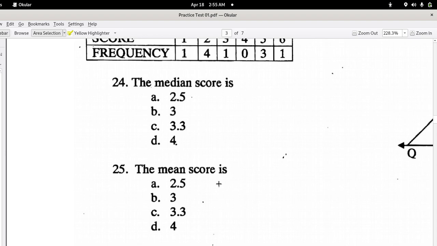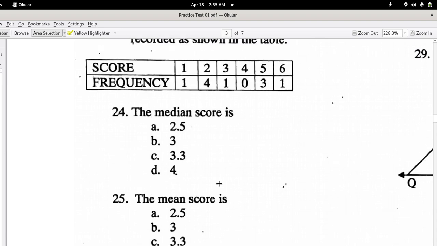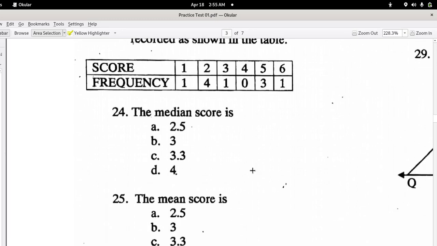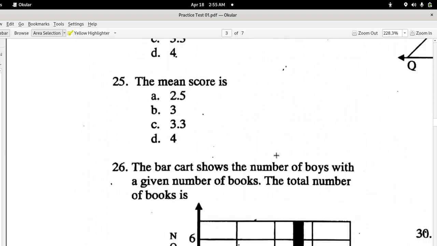Now the mean score is, now remember, you see the 1 and the frequency 1, it means you have 1. You see the 2 with a frequency 4, it means you have 2, then another 2, then another 2, then another 2. And so on. When you find the mean, right? All of those, there are several 2's and several 5's, as you see. You add them up and divide by that number, right?